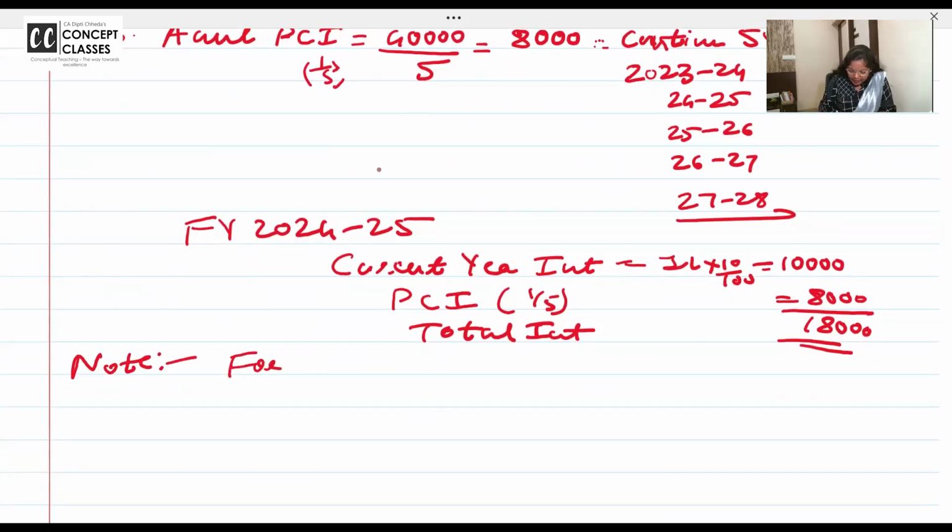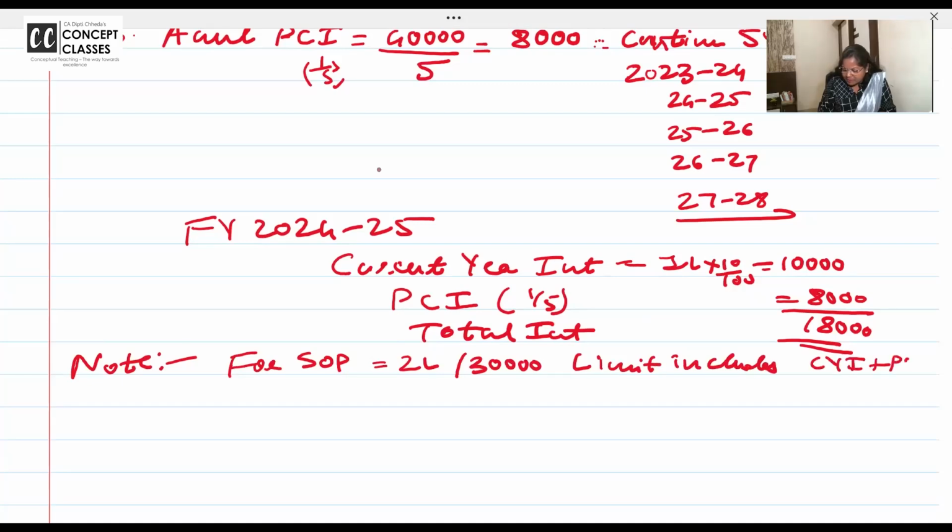For SOP, the 2 lakh or 30,000 limit includes current year's interest plus pre-construction interest. Current year's interest plus pre-construction interest. It is already printed in your material, but that time I skipped.